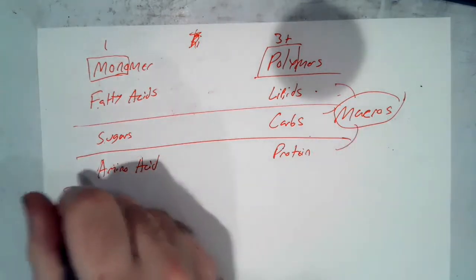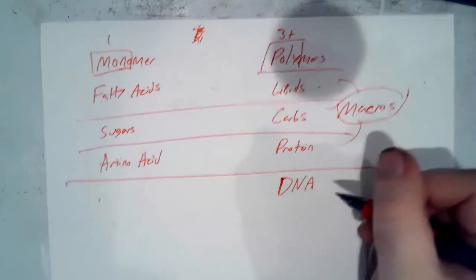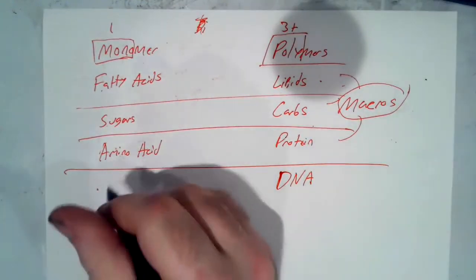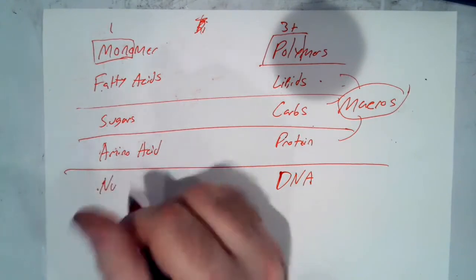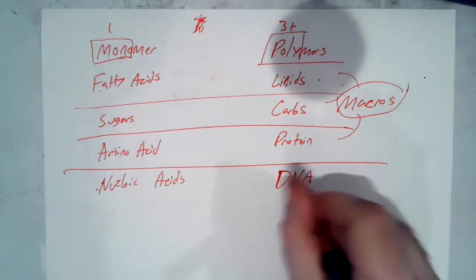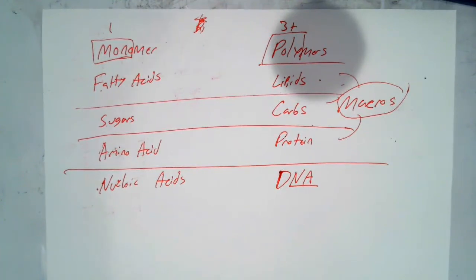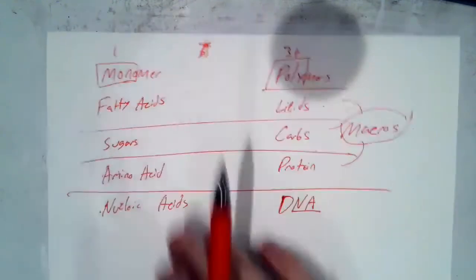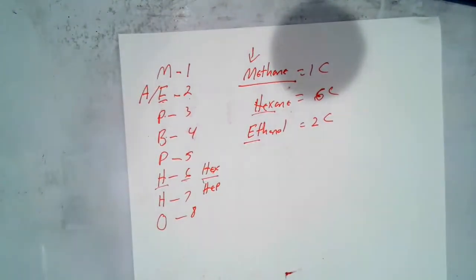This is a good example. The polymer is DNA. What's the monomer? Well, the monomer would be nucleic acids. And that's what the NA in DNA stands for, right? Deoxyribonucleic acid. So know your polymers, know your monomers, and then, of course, as I mentioned before, know how many carbons are found in various molecules here.